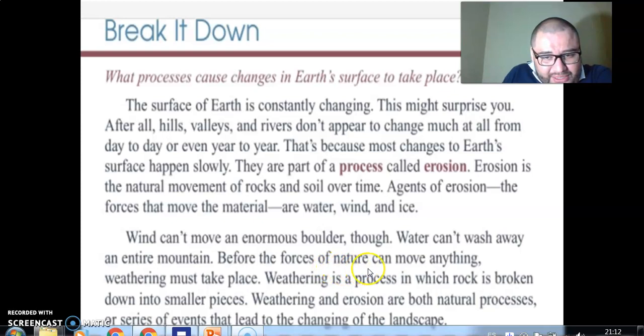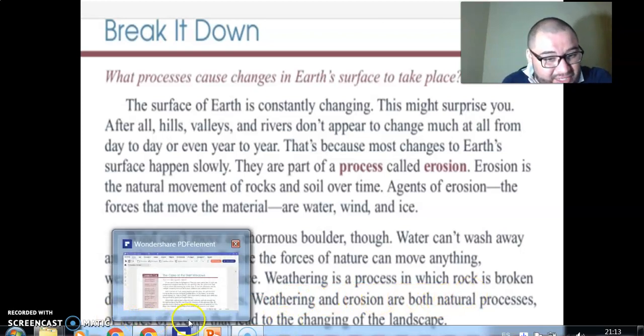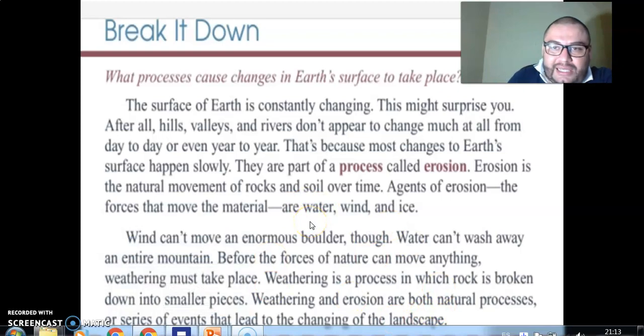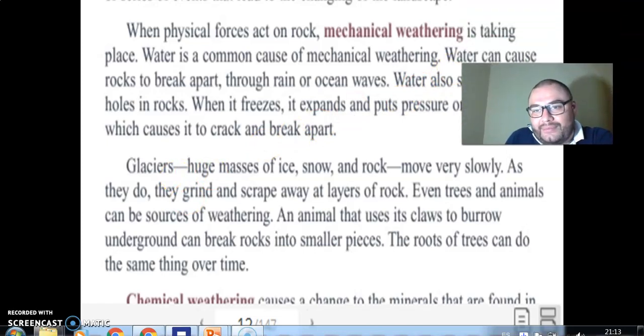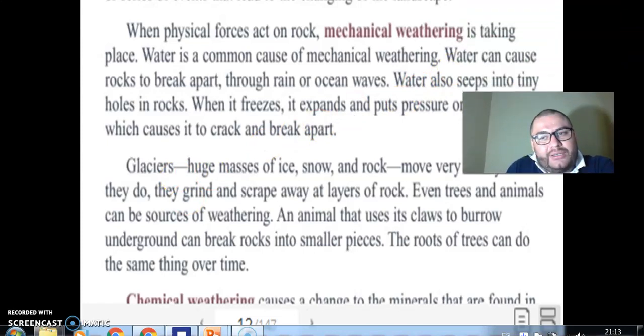Before the forces of nature can move anything, weathering must take place, right? Weathering is a process in which rock is broken down into smaller pieces. Weathering and erosion are both natural processes, so you have to read this part. It's important to understand erosion and why. Now we are going to see other examples of how erosion affects the physical forces that act on rock.